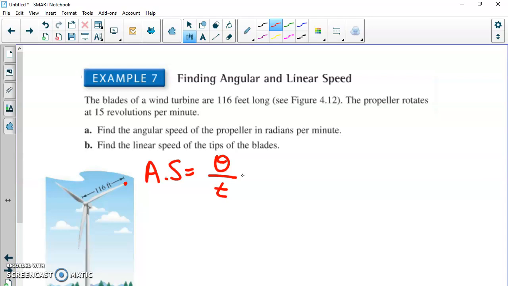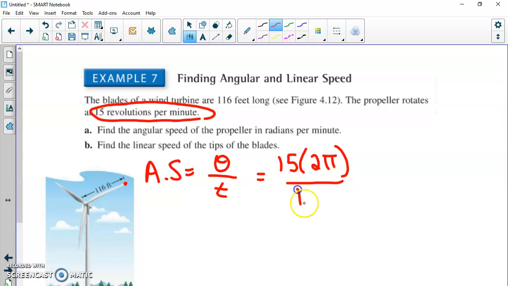And in this case, they give us a specific thing that's happening, 15 revolutions. So theta is going to be 15 revolutions times 2 pi, over time, and they want it in minutes, so you would just write 1 minute because they said per minute. So here, the angular speed would be 30 pi radians per minute. You can leave it that way unless they ask you to rewrite it in anything different, but for angular speed, you leave pi in the answer.